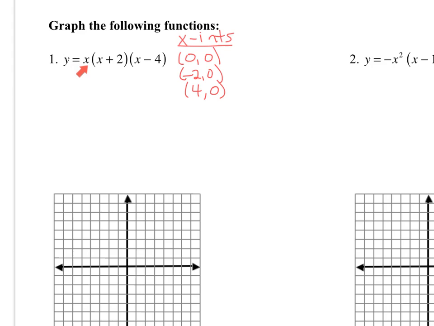degree of each one. So we don't have any double roots here because this is just x to the first, x plus 2 to the first, and x minus 4 to the first. So if that had happened to have a square next to the x minus 4, that would be considered your double root. But it's not, so we don't have any double roots. They're all single. So we know that the degree of this polynomial is 3.